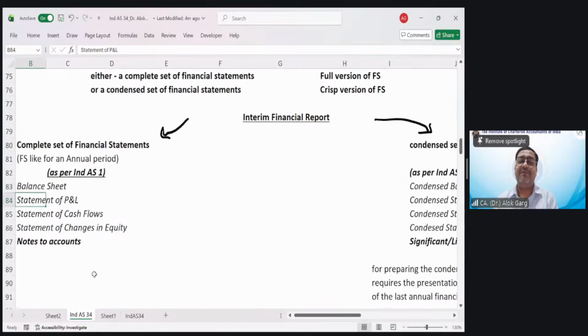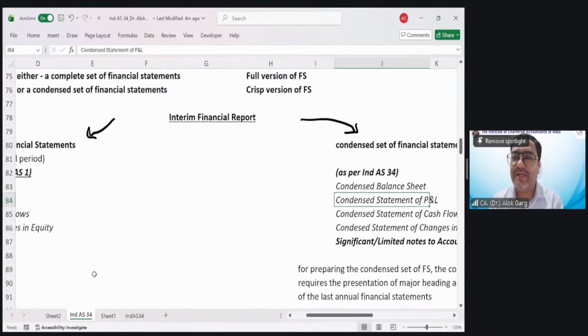He said, what is the difference between statement of P&L and condensed statement of P&L? I said, no difference. It is a full P&L. It is the full cash flow. It is the full statement of changes in equity. Then he said, then why are you calling it condensed? Why are you calling it condensed, right?